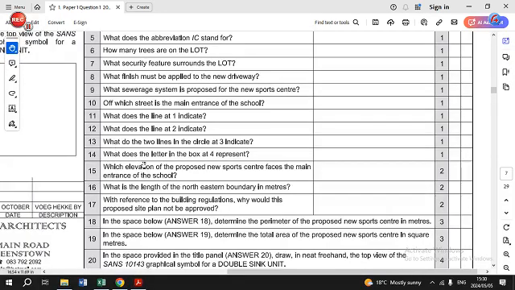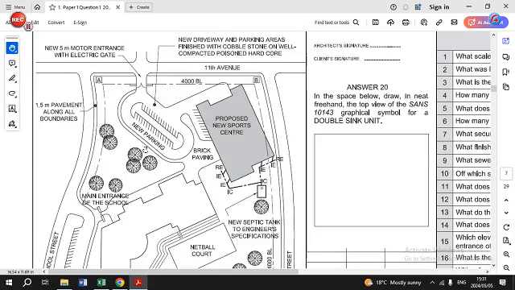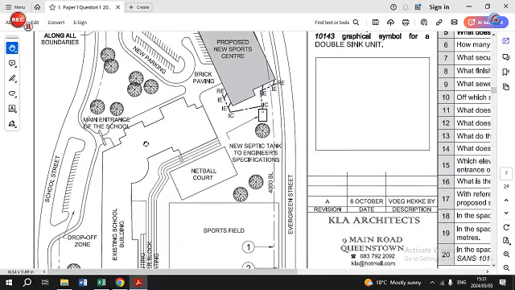If you look at number 10, of which street is the main entrance of the school? There are two entrances to the school premises. The one is going to be the new one, which will be found on 11th Avenue. But the one we are looking for is the main entrance here, which would be found on School Street. So School Street being your answer.